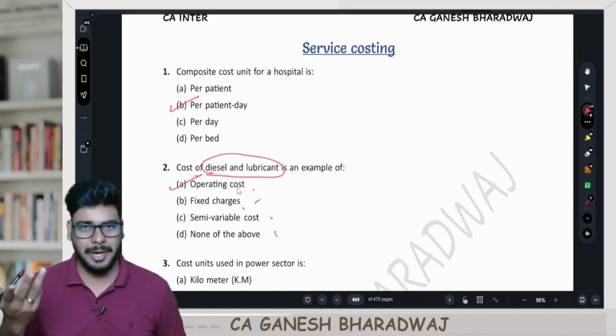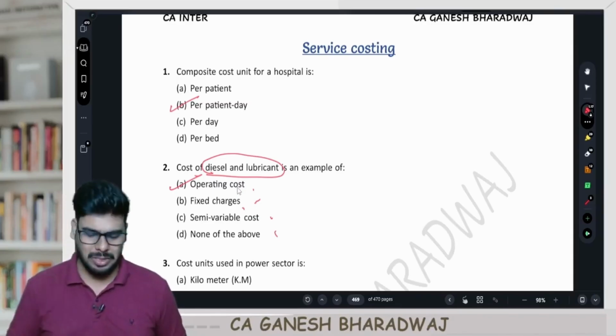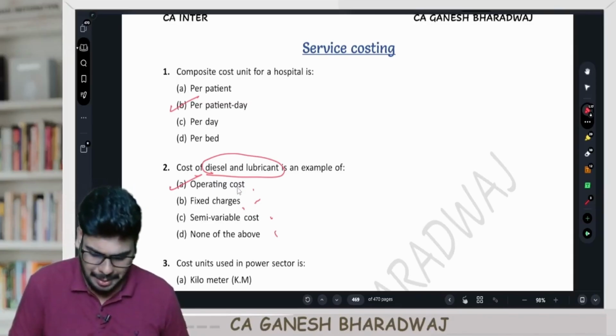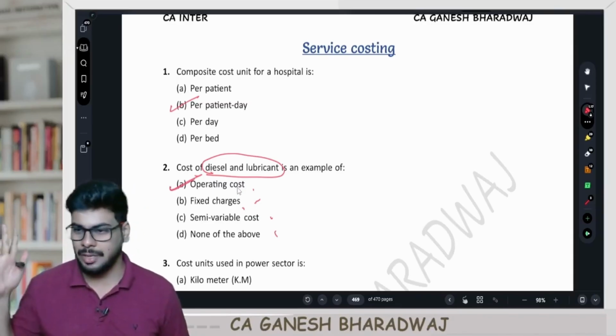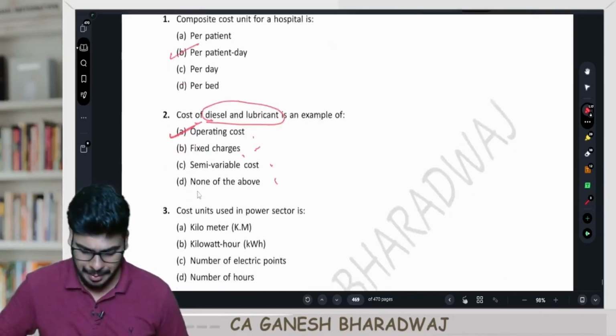Even fixed costs are operating only, no? I don't know why they have asked this. But the most reasonable thing that appeals to us is operating cost. Are you clear with this? It's not a non-operating item. Fine, it's an operating cost for sure.